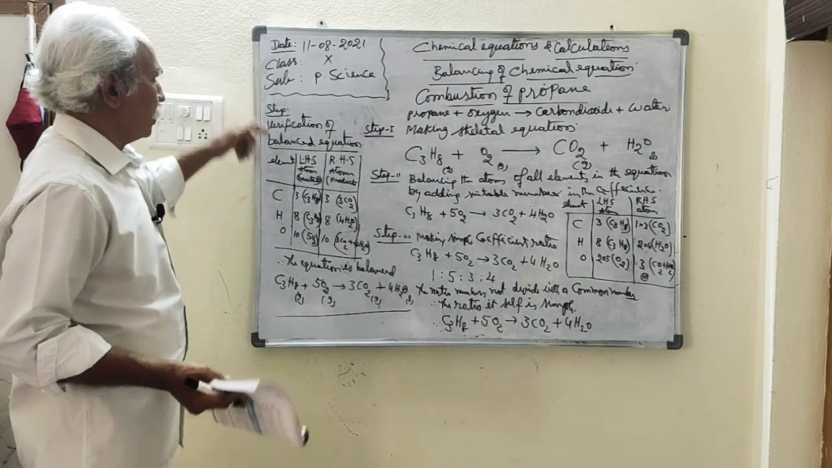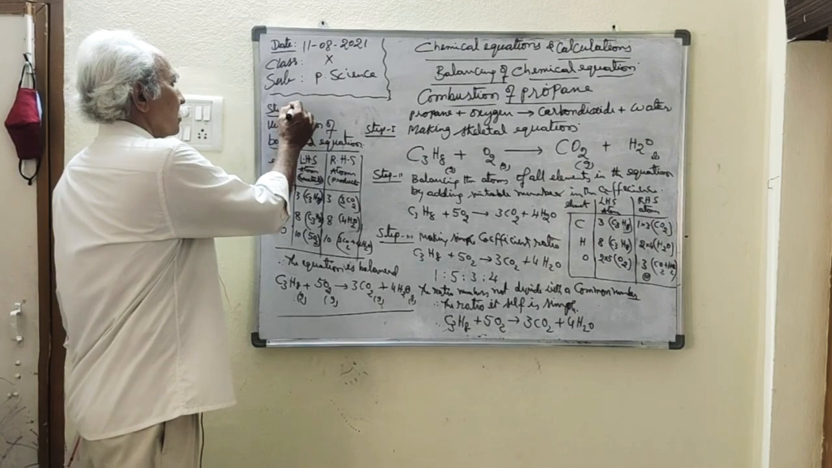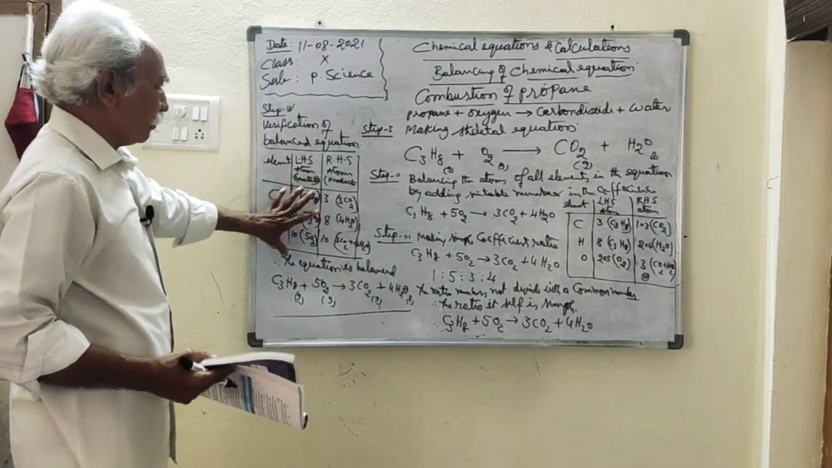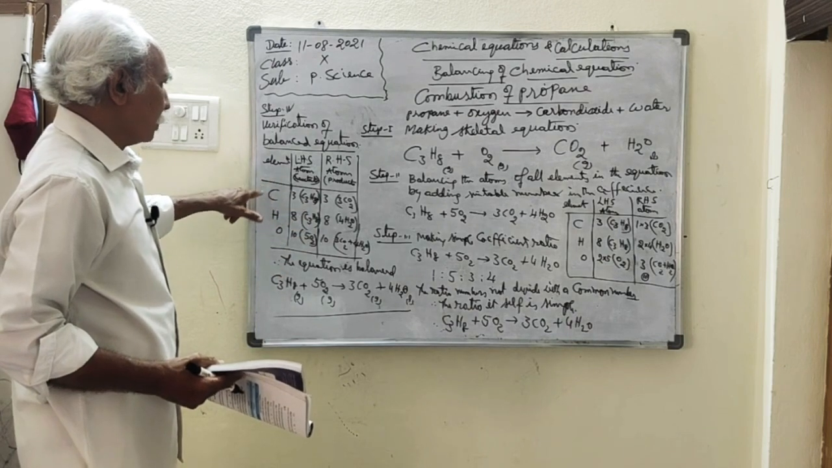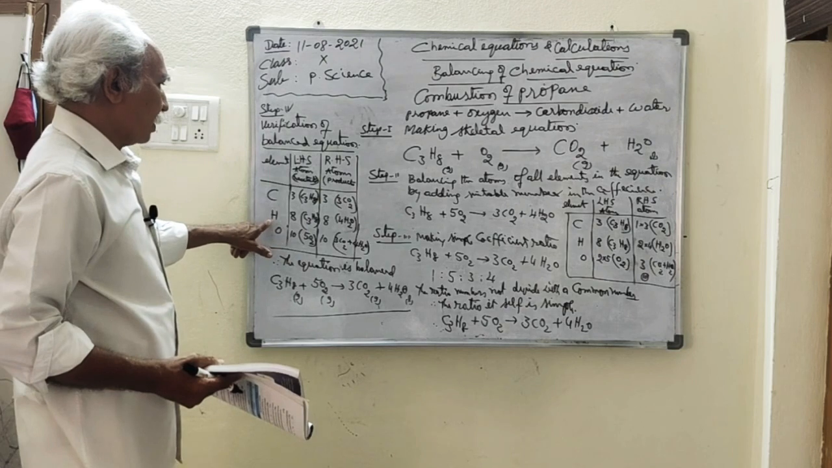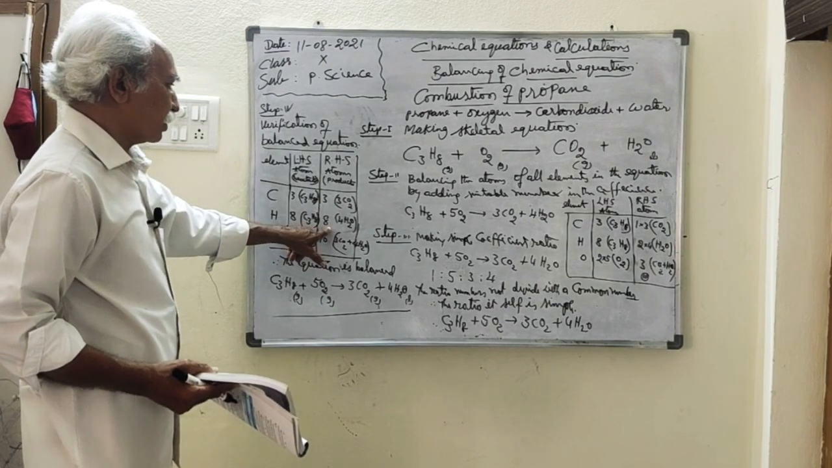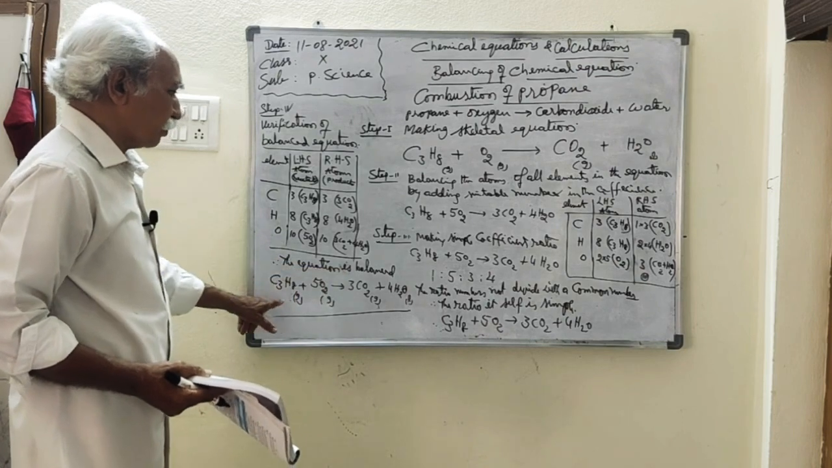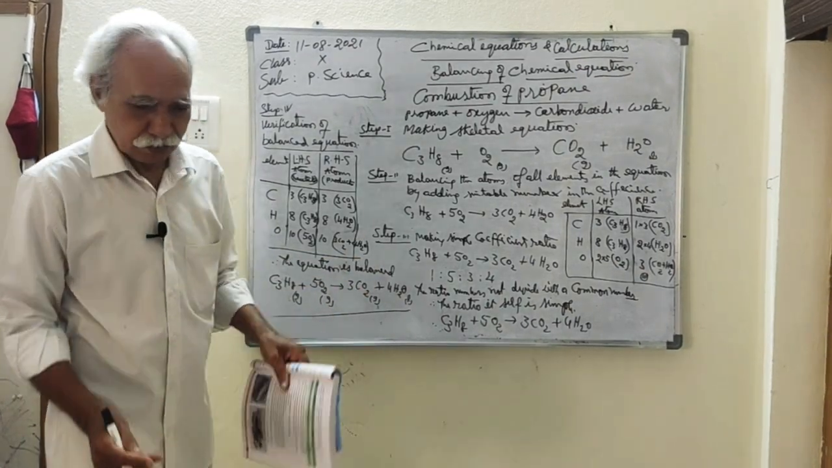So now step number 4, verification. Verification means you have to verify whether they are balanced or not. Again carbon 3 atoms on either side you got. Hydrogen 8 atoms on either side. Oxygen 10 on either side. Hence the equation is a balanced equation. Then again you have to write the equation.